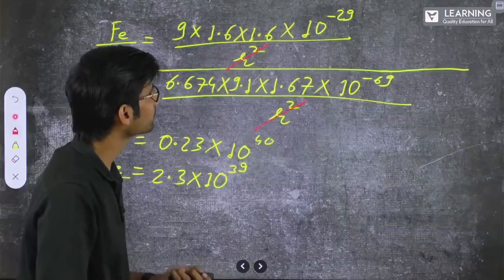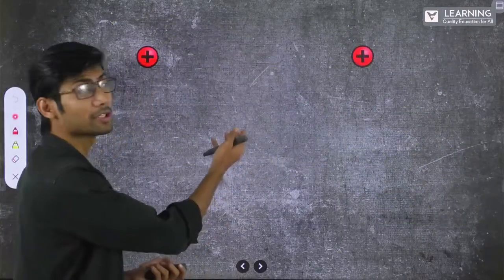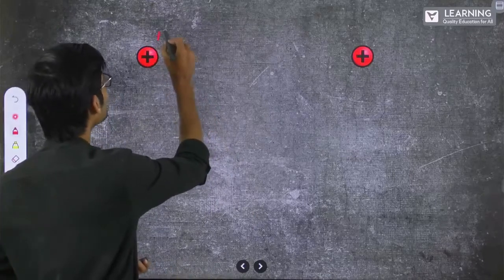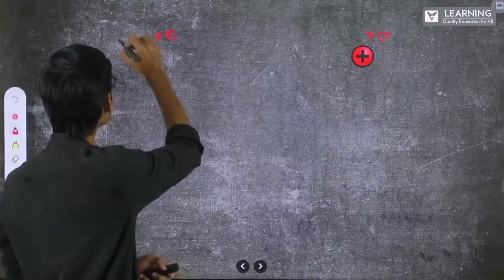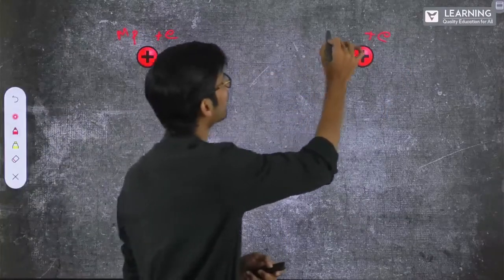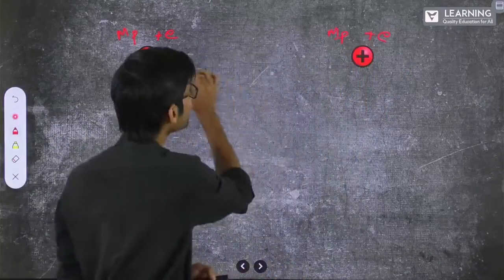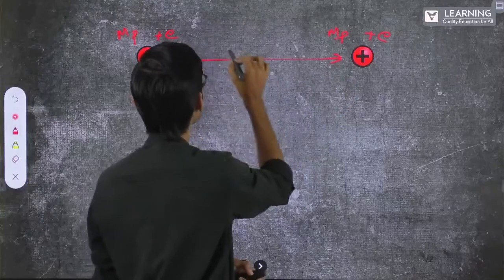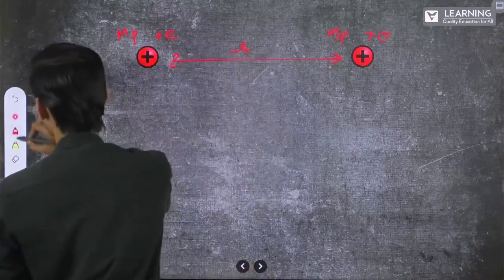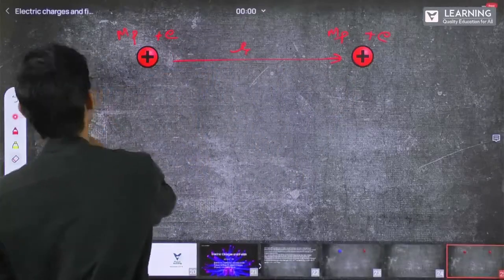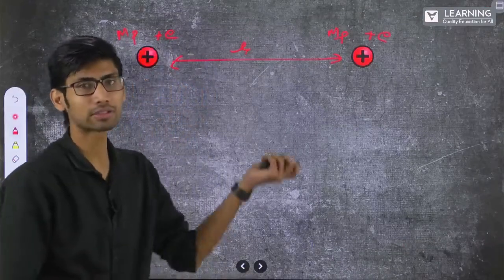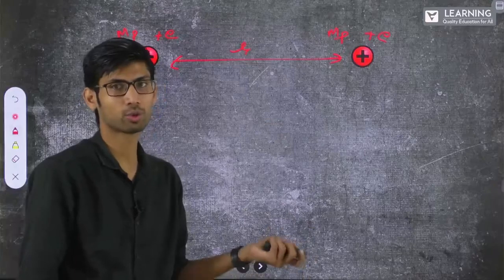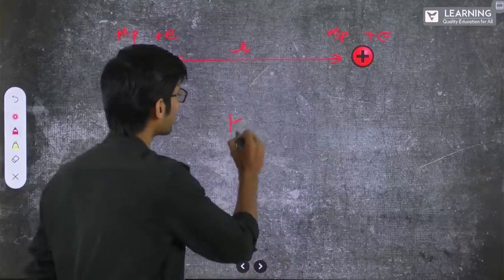Here what will happen? 2 protons will be there. So this will be plus E, this will be plus E, the charge. Here the mass will be the mass of proton. The distance you can consider as R. Anyway, it will be cancelled while taking the ratio. Okay, find the electrostatic force, find the gravitational force, take the ratio of both. Alright? So this is homework for you.